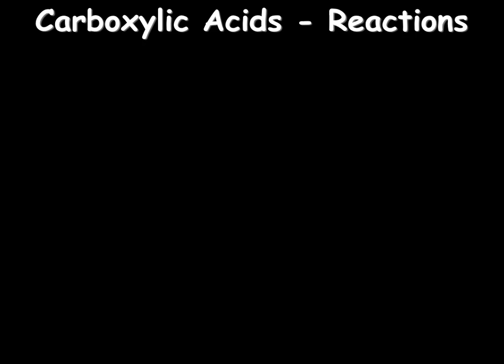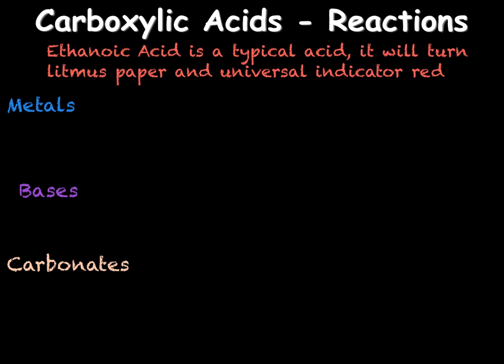Finally, we will now look at the reactions of carboxylic acids with various materials. Ethanoic acid and therefore carboxylic acids are relatively typical acids. This means that they will react with metals, they will react with bases and carbonates. They will also turn litmus paper and universal indicator red. They will react with metals to produce hydrogen gas.